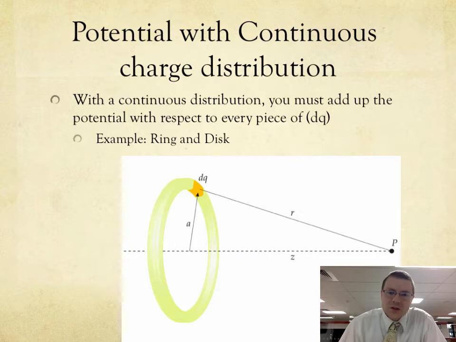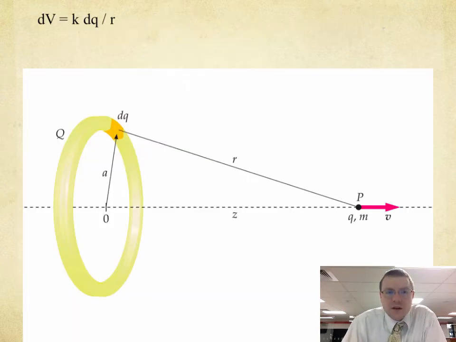If you look at this location, we are a z distance from the center of the ring. a is the radius of our ring, and technically from point P we're at that distance r away. So if I want to find the voltage for this charge distribution, we can treat each piece of the ring as a simple point charge. And when we do that, we can say that dV is equal to k dq over r, where we have to add up all the little pieces around the ring.